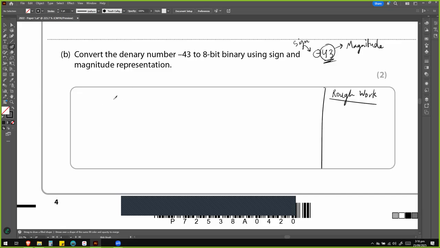So we'll just look at the magnitude part for now, and we'll convert the magnitude 43 to an 8-bit binary. Don't worry about anything else. So firstly, we got to write our place values down. I'm going to start writing here 1, 2, 4, 8, 16, 32, 64, and 128. So I have my place values down now. I'm going to write my binary number now. I need to convert 43 to binary.